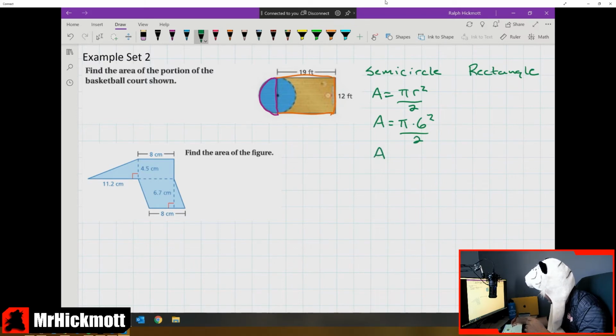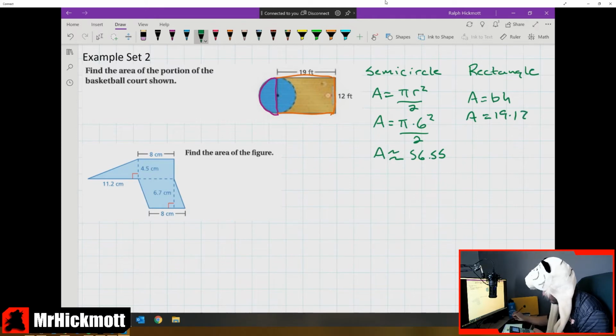So that becomes just calculator math, 36 pi over 2, and that's approximately 56.55. I'm still going to use 2 digits, or hundredths. The rectangle is much smoother. A equals base times height, and in this case we got 19 times 12. That's too big for my brain, so I am going to use the calculator.